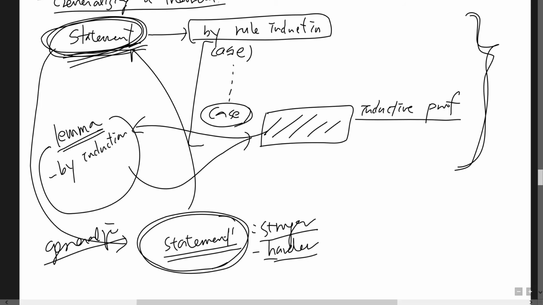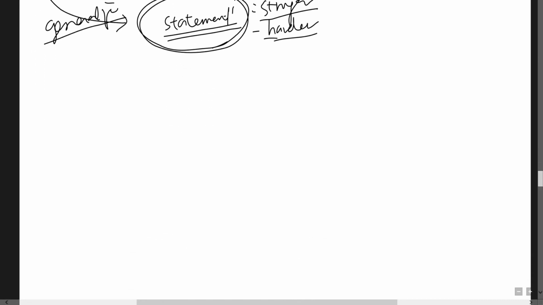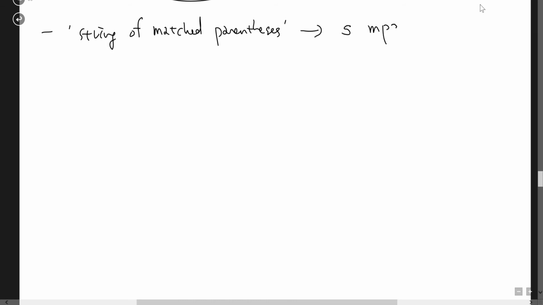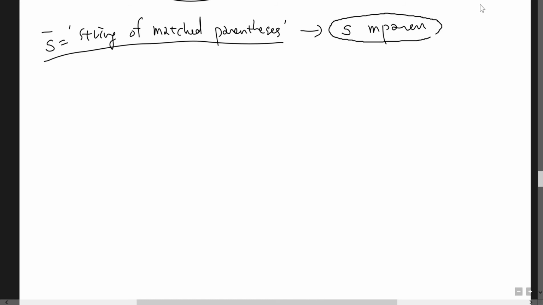So let's consider an example. We'd like to show that any string of matched parentheses is recognized by this judgment M parent. In other words, if S is indeed a string of matched parentheses, then we can prove this judgment M parent.